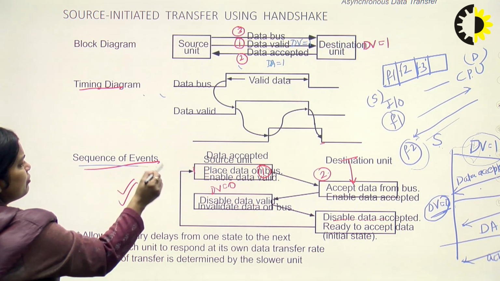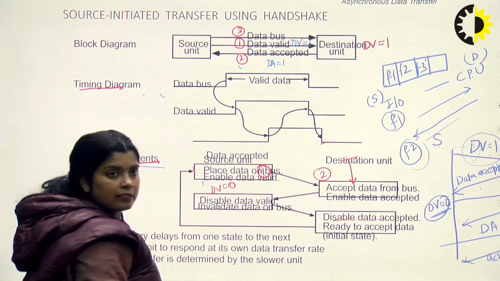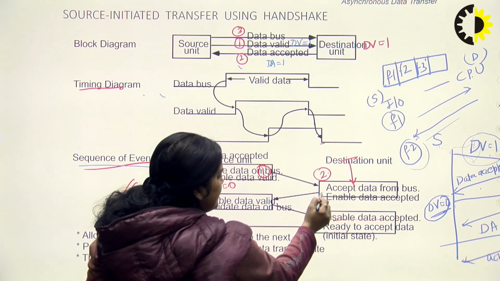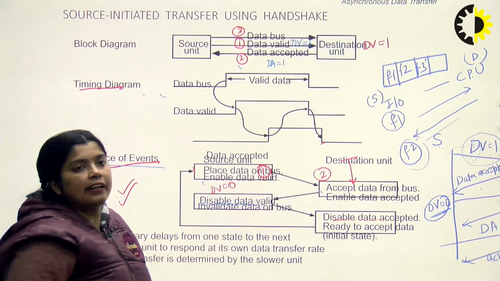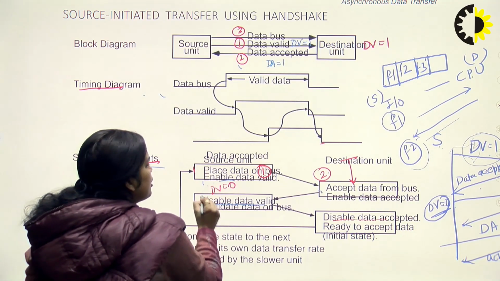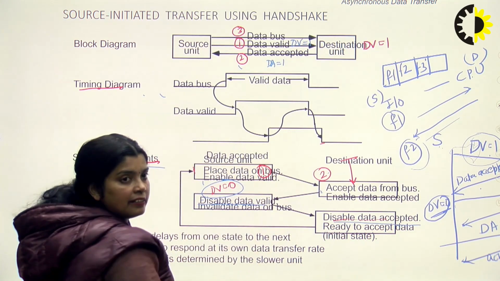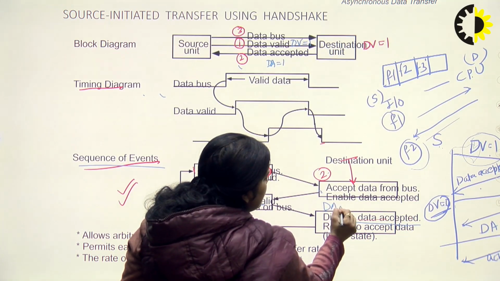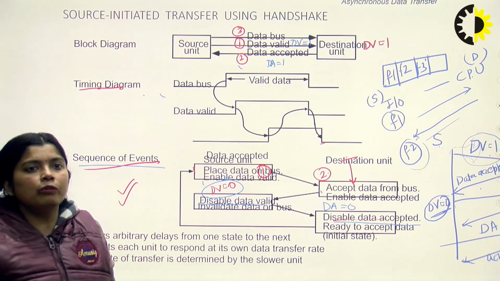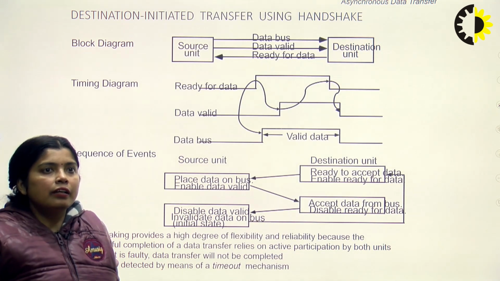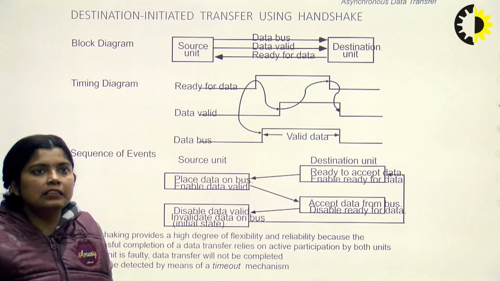And with the sequence of events, you can see here, first the source unit is transferring data to the destination. The destination unit accepts that data, and then when closing the connection, it will disable the data valid line. Disable the data valid line means DV equal to 0. And then in the destination unit, disable the data accepted line means data accepted equal to 0. The same procedure we already discussed.